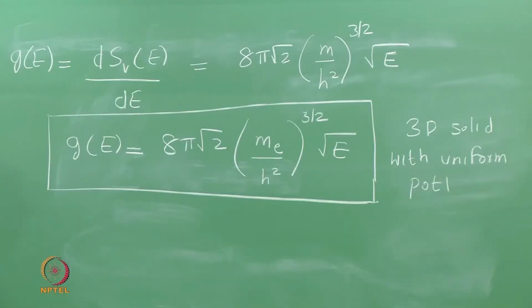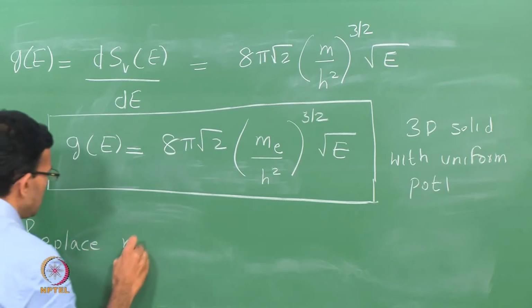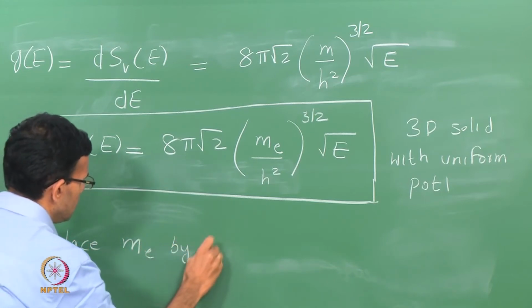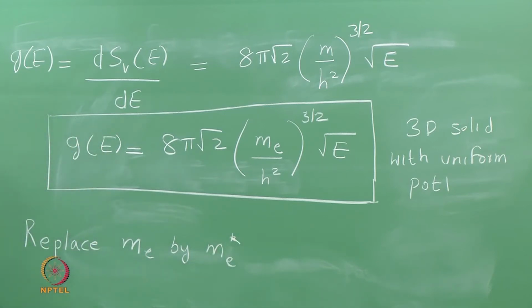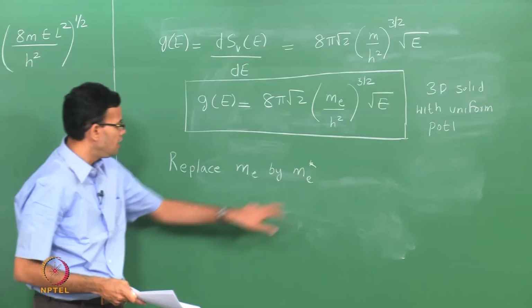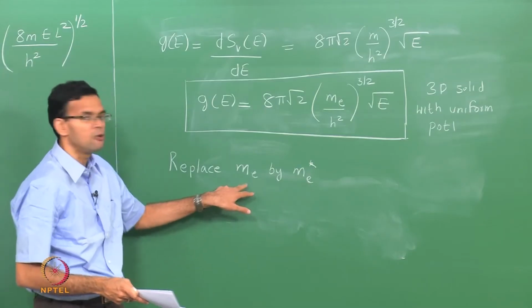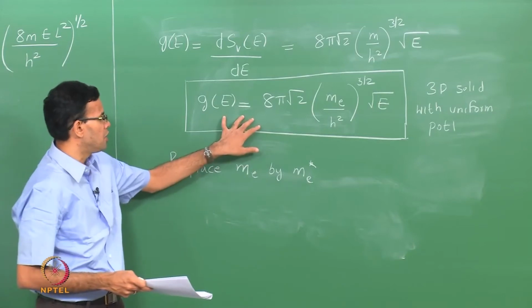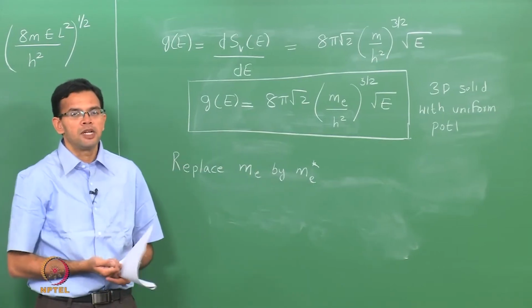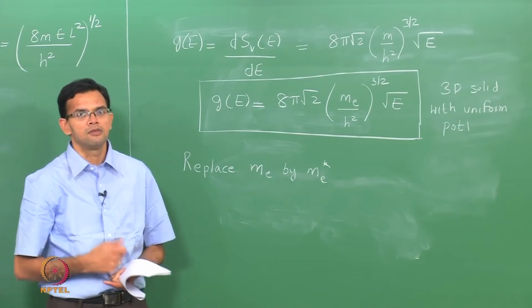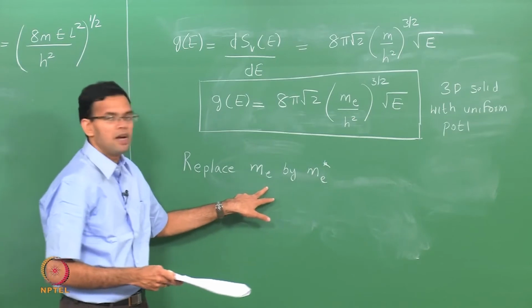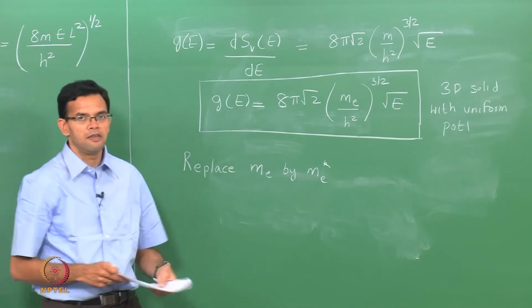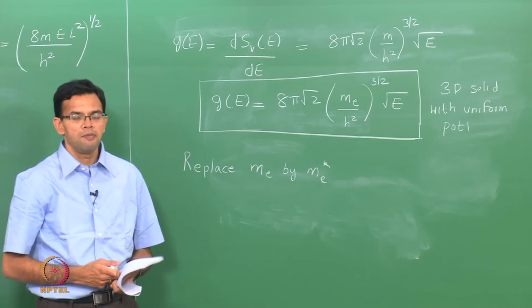Typically, in a solid, you can replace the mass of the electron by the effective mass. In the case of metals like copper, silver or gold, we saw earlier that the effective mass is very close to the real mass. So, this expression will stand. If you are using the same expression for semiconductors like silicon or germanium or gallium arsenide, then Me star and Me are different. So, there will be a difference in the value of the density of states depending upon what effective mass you use.